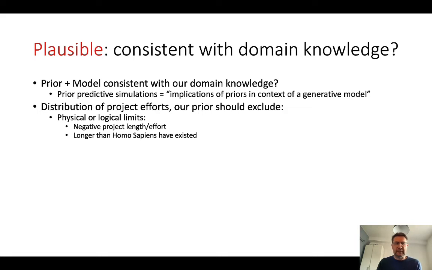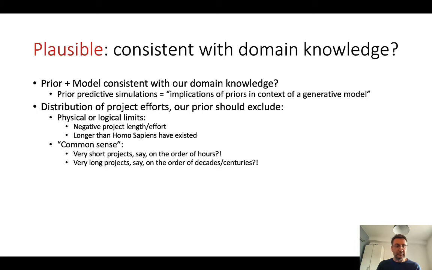So probably it's physically impossible to have software projects that take less time than 0, right? So negative project length is physically impossible. There are also logical limits. We cannot have projects that are several 100,000 years long because Homo sapiens haven't existed, and we assume that most developers are from the species Homo sapiens, right?